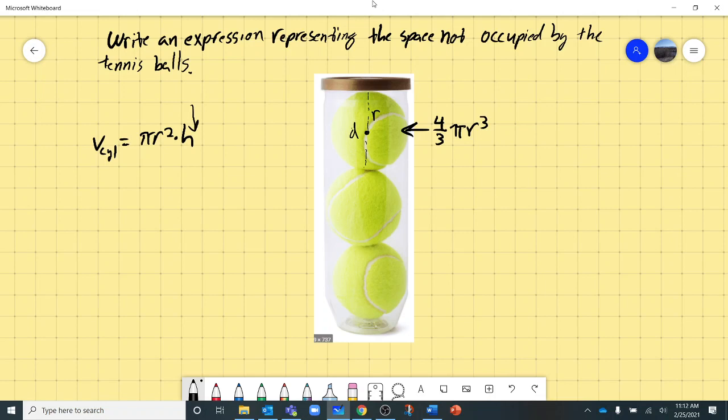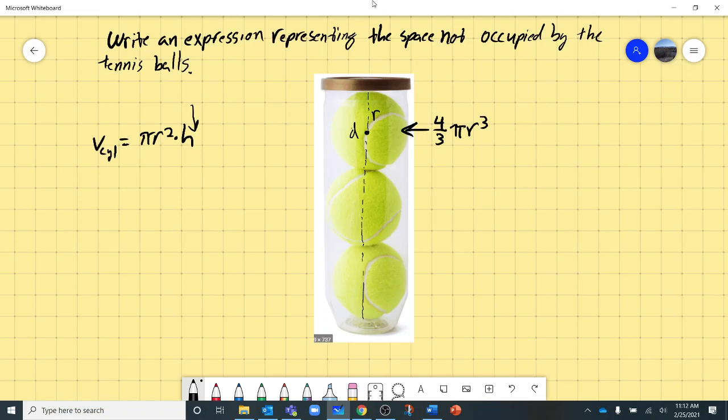And if we do that 3 times, then we actually end up going from the top of the cylinder to the bottom of the cylinder. And yes, this is not perfect. There is a tiny little bit of space above the top tennis ball. And this is not a perfect cylinder, but we're going to ignore those. And in the end, it would be a very minimal difference anyway. Okay, so we do actually know our height.